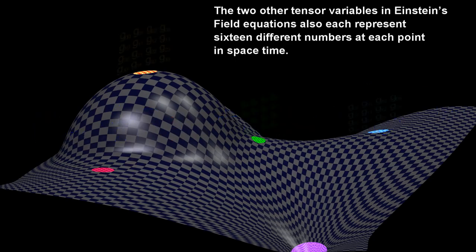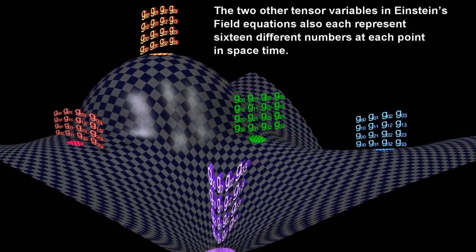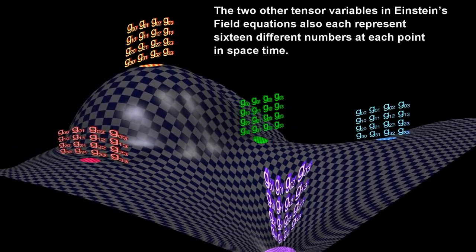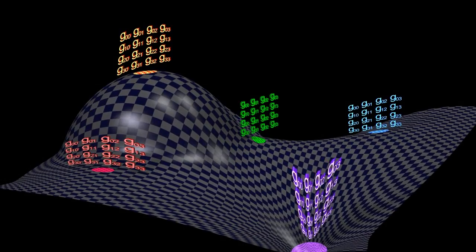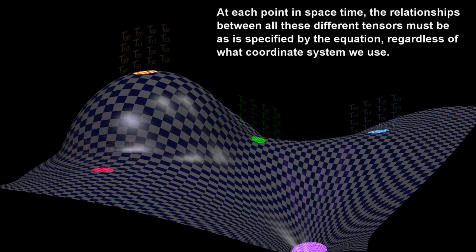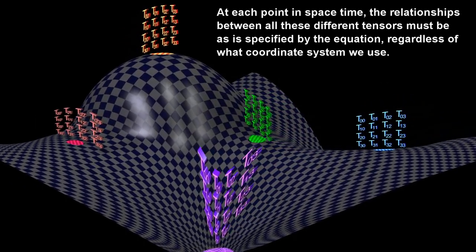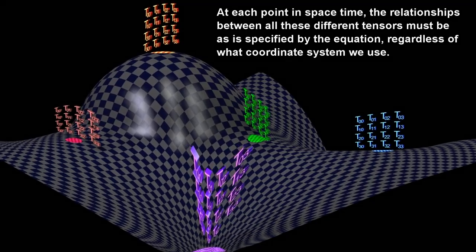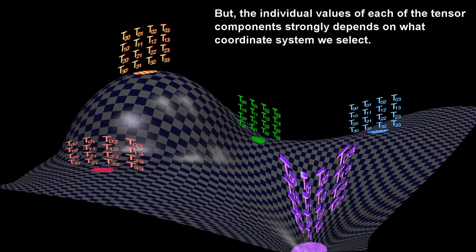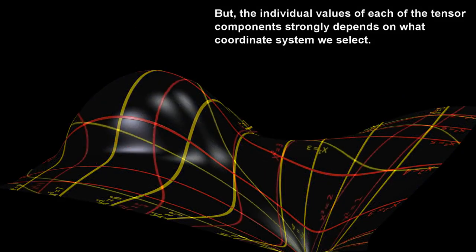The other two tensor variables in Einstein's field equations also each represent 16 different numbers at each point in space-time. At each point in space-time, the relationships between all of these different tensors must be as is specified by the equation, regardless of what coordinate system we use. But the individual values of each of the tensor components strongly depends on what coordinate system we select.